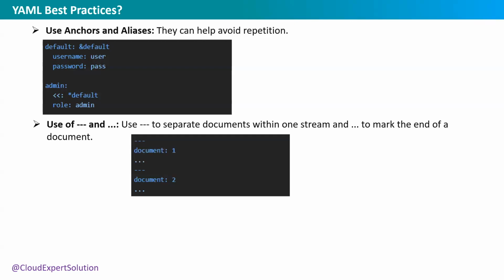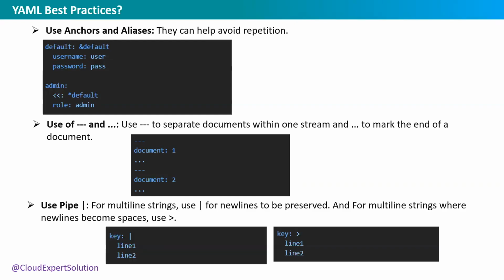Then, as I was discussing just before these best practices, you should use three dashes or three dots to denote the beginning of a document and the end of the document. We have also seen this in our examples. And last but not least, please use the pipe or the greater-than sign. Where you have a use case where new lines are to be preserved, please use the pipe. And for multiple lines where the new lines become spaces, use the greater-than sign. We also saw that in our examples.